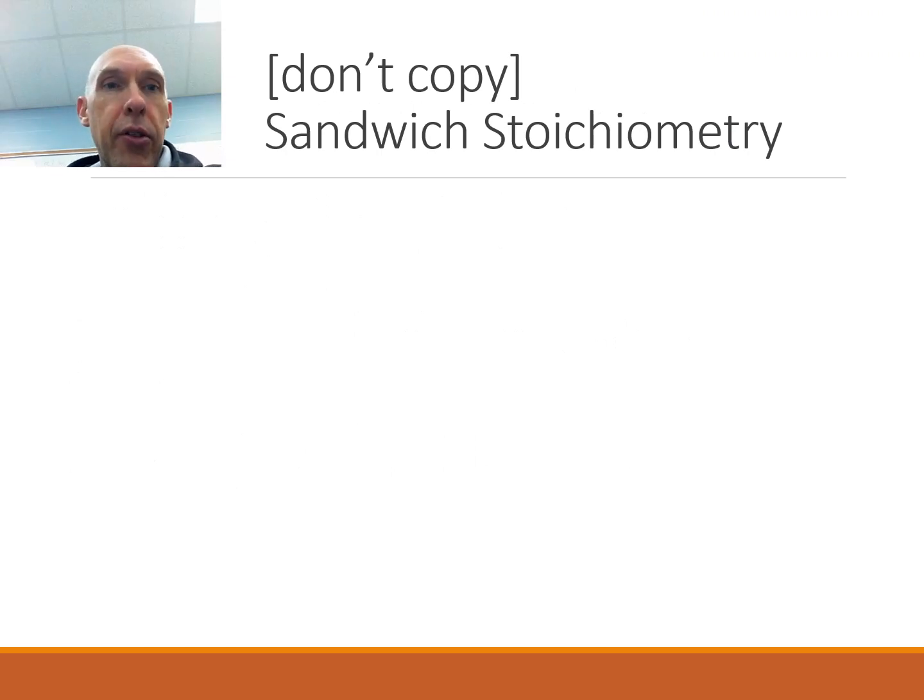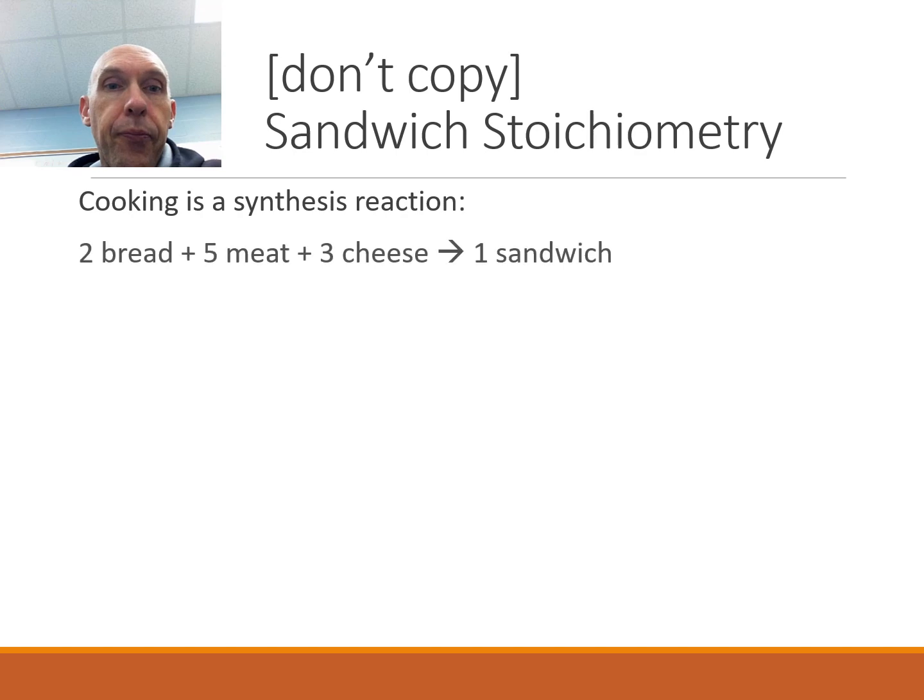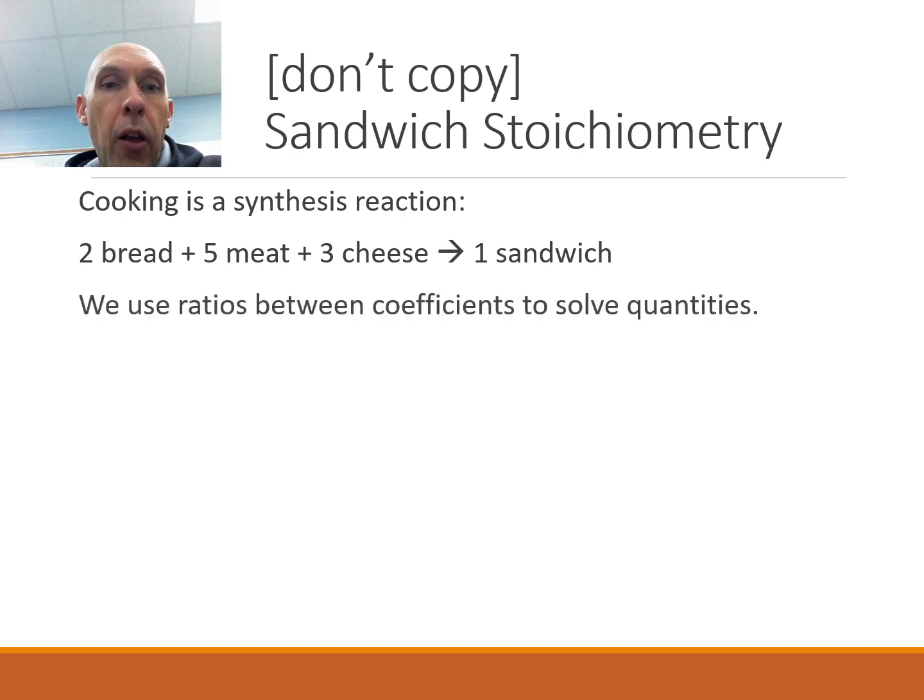We're not going to copy this slide, but I'm going to work you through the process. Cooking is a synthesis reaction. 2 bread, 5 meat, 3 cheese makes 1 sandwich. If we did the extra step of toasting it and pressing it, we'd have a panini. The ratios between the coefficients let us solve quantities, and most of us do this in our head so fast we don't even think about it.